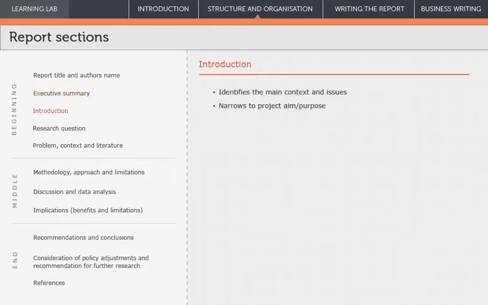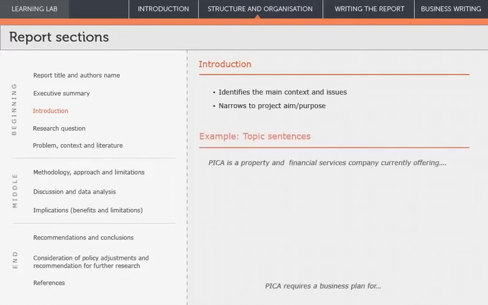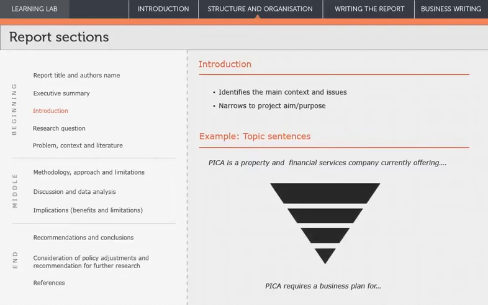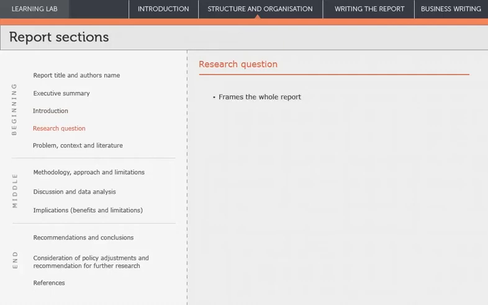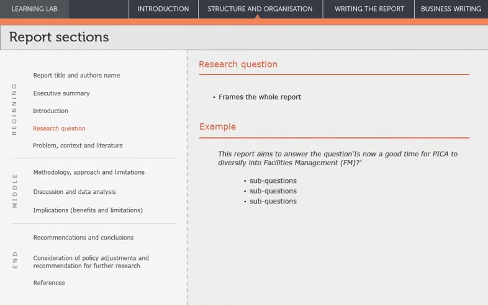Notice how the introduction narrows the topic from its broader context to the specific purpose of the report. The introduction is written from general to specific, which is a common form found in business writing. The research question frames the whole report and focuses the research to a specific area. It is common to have one research question followed by sub-questions, and these emerge from the larger question being answered.